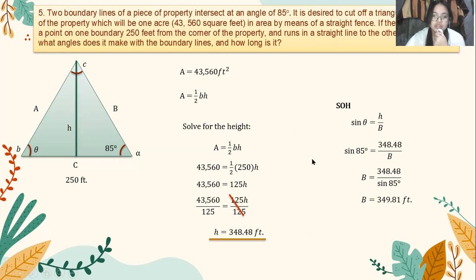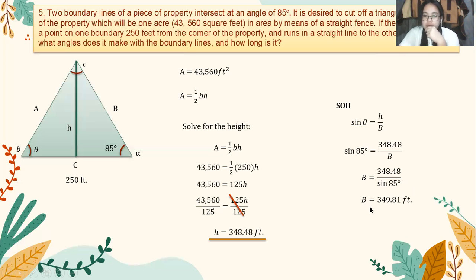if it runs in a straight line to the other boundary, we will first get the theta and the legs of the boundaries. So we will be using sine, which is opposite over hypotenuse. We have the h, or the height, the opposite of 85 degrees, and the letter b, which is one of the legs of the triangle, which is the boundary line. So we will just have to substitute. We have sine 85 degrees is equal to 348.48 over b. So b is equal to 348.48 over sine 85 degrees.